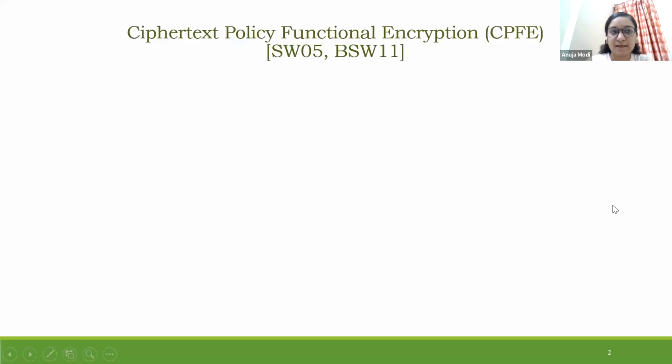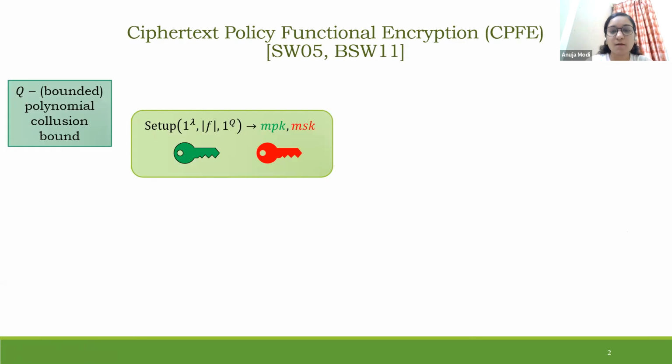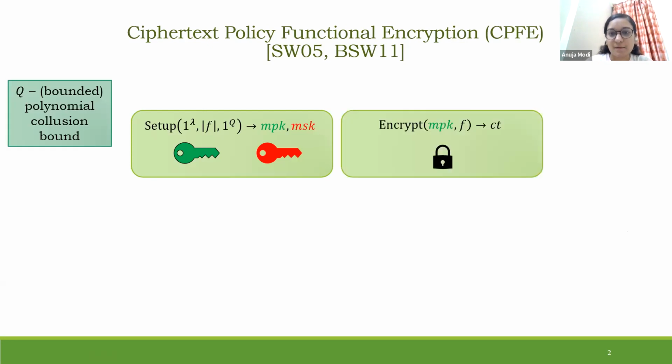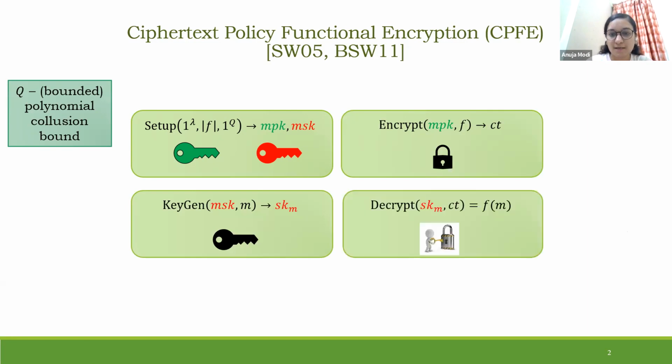So let us start by defining what ciphertext policy functional encryption is. The setup algorithm takes the security parameter, the size of the policy F, and the collusion bound Q as the input and outputs the master public key and master secret key. Here Q is the bounded polynomial collusion bound. The encrypt algorithm takes the master public key and the policy F as input and outputs a ciphertext. The keygen algorithm takes the master secret key and M as the input and outputs the secret key, and the decrypt algorithm on input the secret key and ciphertext outputs F of M.